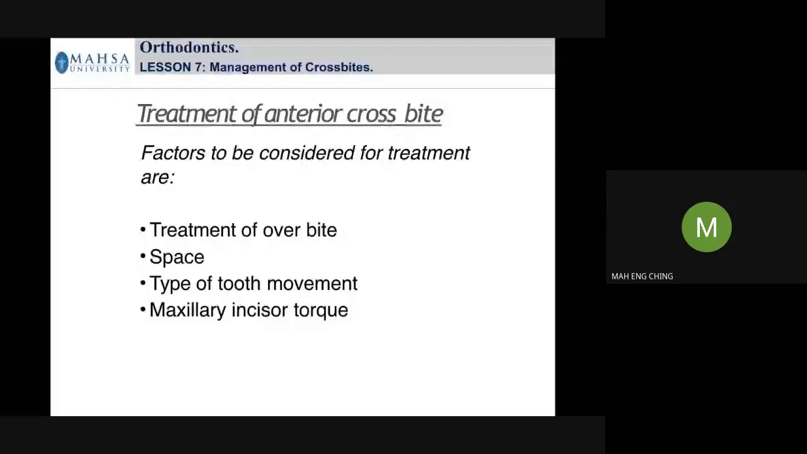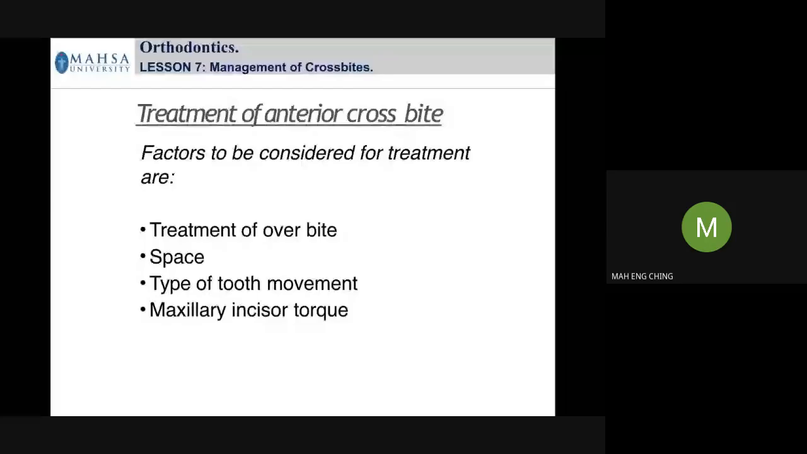So the factors of anterior crossbite correction, I think this one came out in the last ESOT exam. What are the factors to be considered for the treatment? The first is the overbite, whether they have an overbite that is too deep or too shallow. Then after correction, whether they are stable, you should have a positive overjet and overbite. We can talk about it one by one. Whether they have enough space or not: if you want to move the teeth buccolingually, you need space. Without space, you cannot move the teeth. So that's one of the considerations.